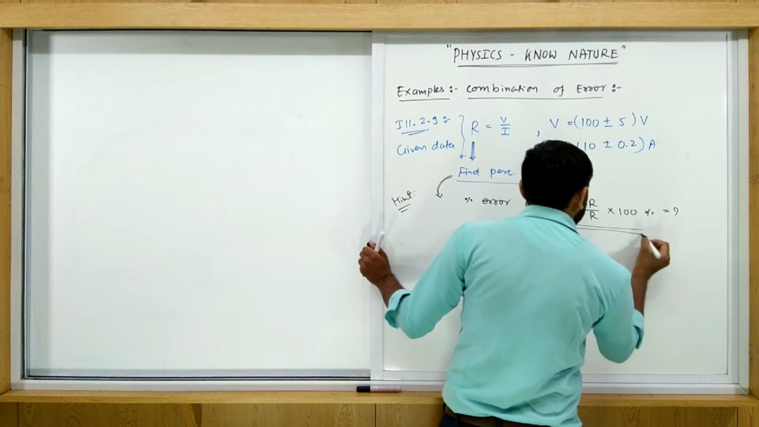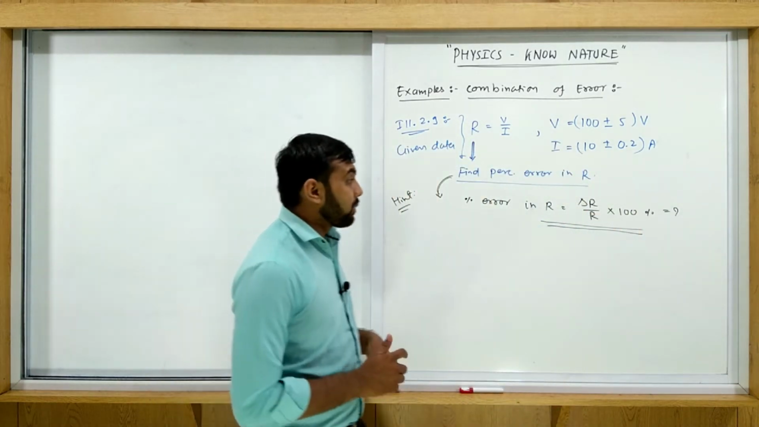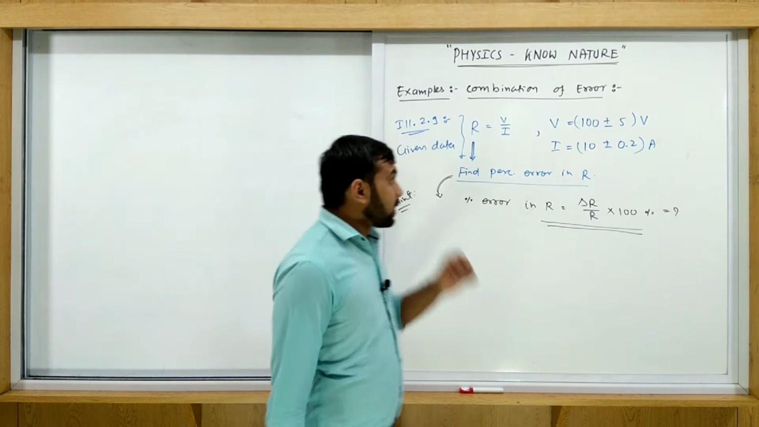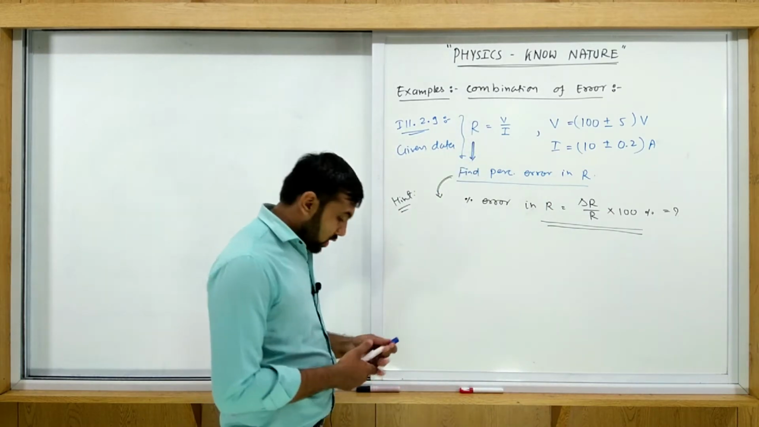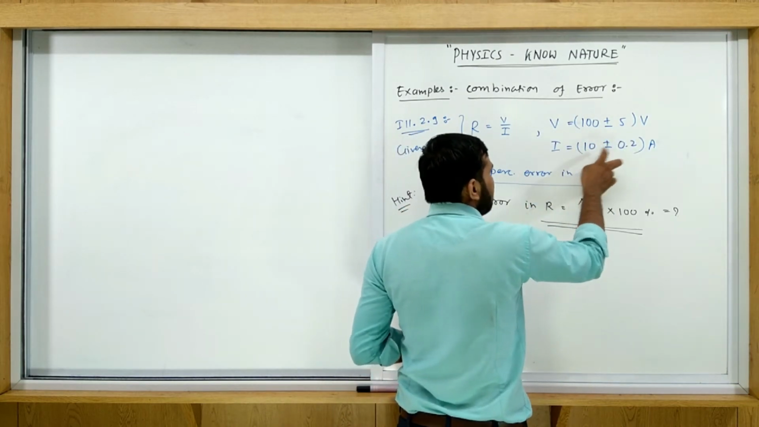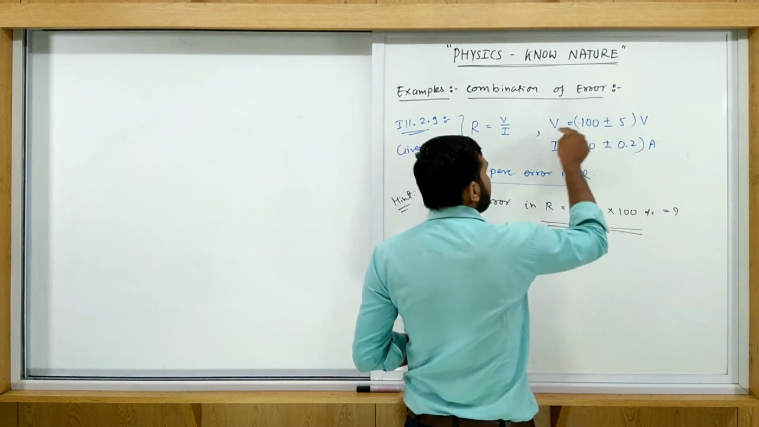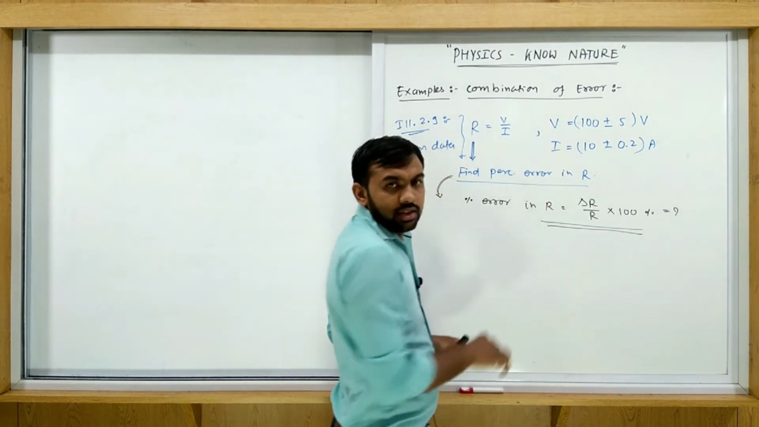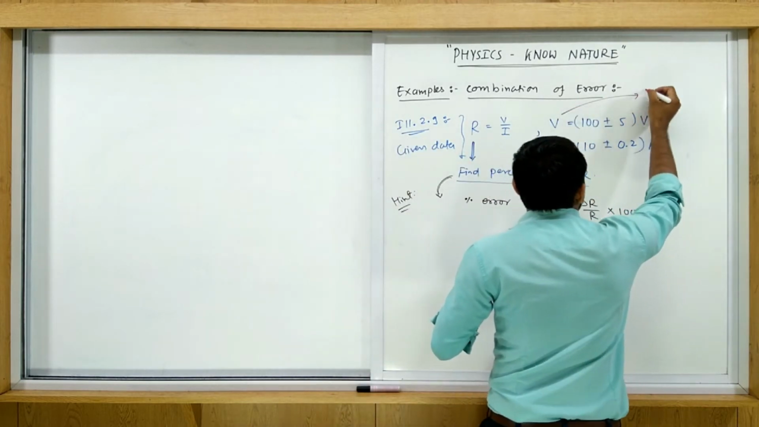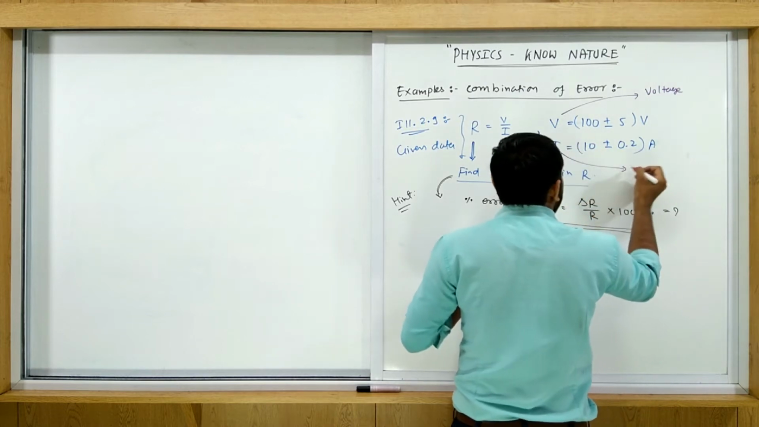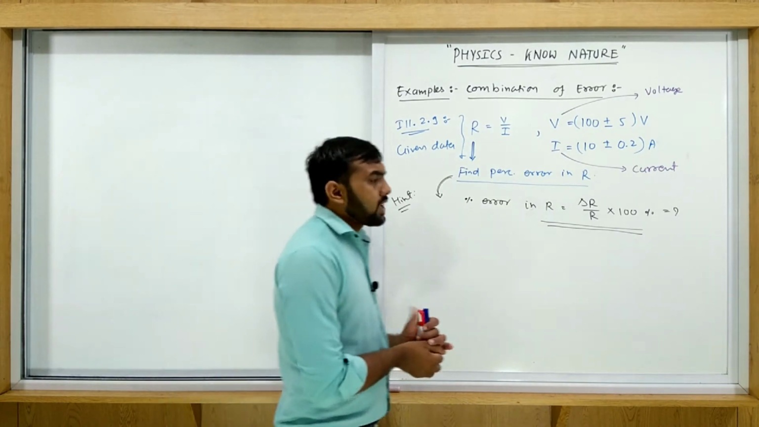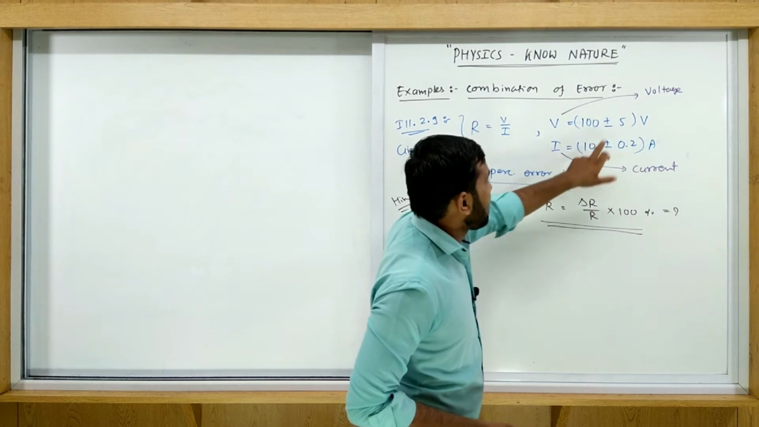Actually you want to find this one: delta R upon R multiplied by 100 is called the percentage error, so you have to find it. Somehow bring such terms. So here R is equal to V upon I is given. So we can write it like this: V is equal to V plus or minus delta V, I is equal to I plus or minus delta I. This is the error in voltage, this is the error in current. Here V is the voltage and I is the current, you must remember. Then how do we get this answer? See, V plus or minus delta V, I plus or minus delta I.